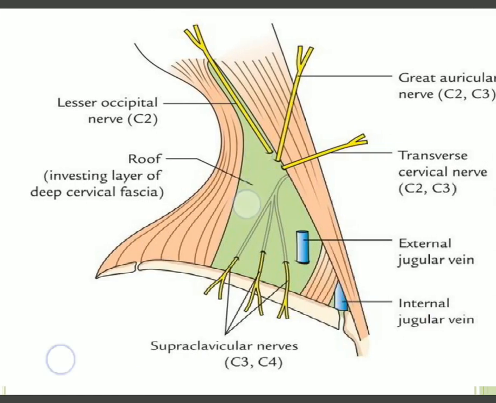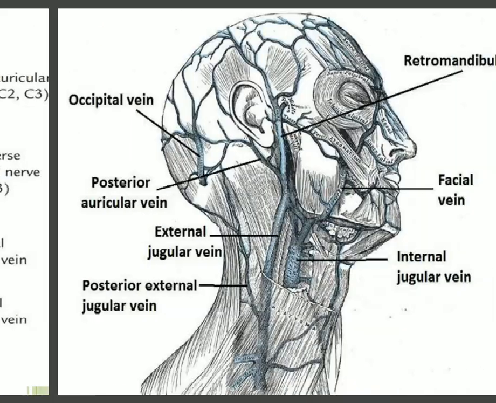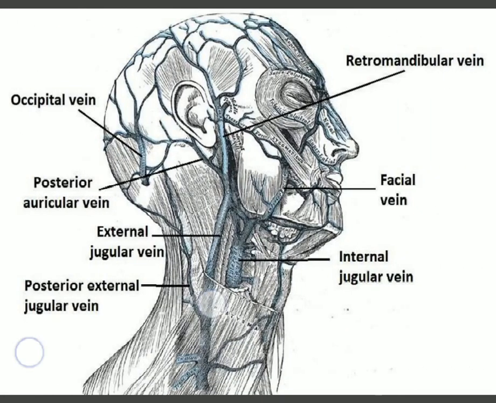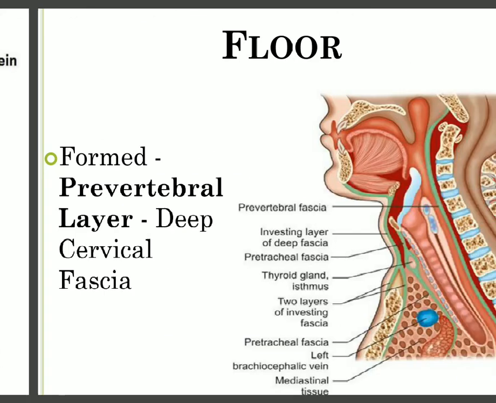So this is the investing layer of the deep cervical fascia which forms the roof. Also you can see these structures, they are contained in the superficial fascia. This is the external jugular vein. These are the cutaneous branches. This muscle is the platysma muscle, the superficial muscle.